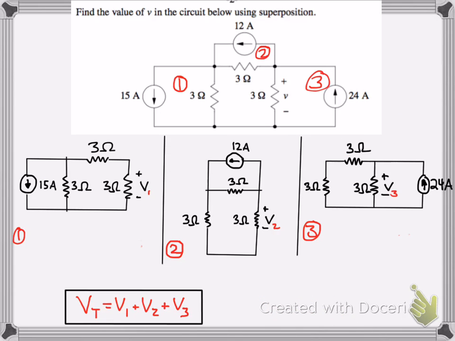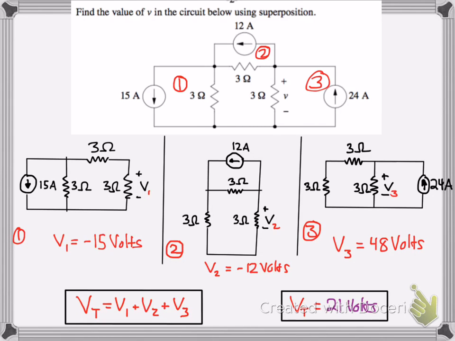To summarize, we found our V1, which was negative 15 volts, our V2, which was negative 12 volts, and our V3, which was 48 volts. So we took this one circuit problem, divided it into 3 separate ones with one source, found the voltage we were looking for in each of the circuits, and all we have to do by the law of superposition is sum them up. V1 plus V2 plus V3 is 21 volts. That's the voltage across that 3 ohm resistor in the very first circuit above, the first problem we were looking at. Cool, so that's how you use the law of superposition.